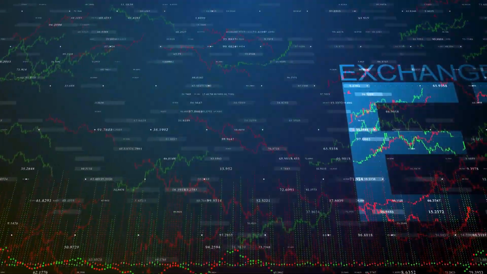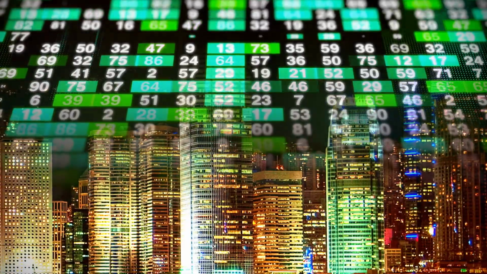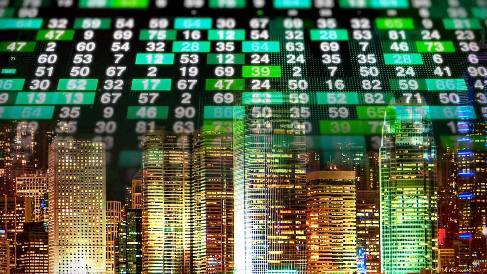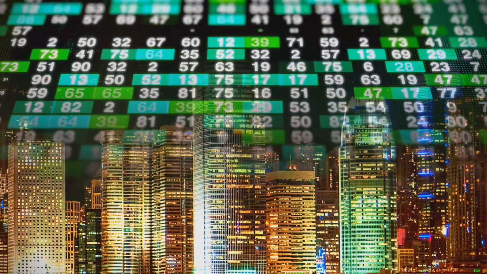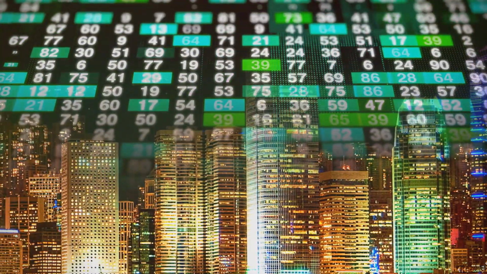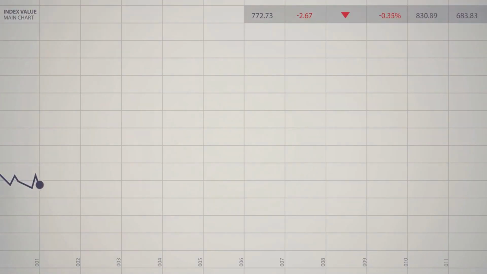First things first, ETF stands for Exchange Traded Fund. And this is a type of investment fund, an exchange traded product traded on stock exchanges. ETFs are similar to mutual funds, but they trade like a common stock on a stock exchange.